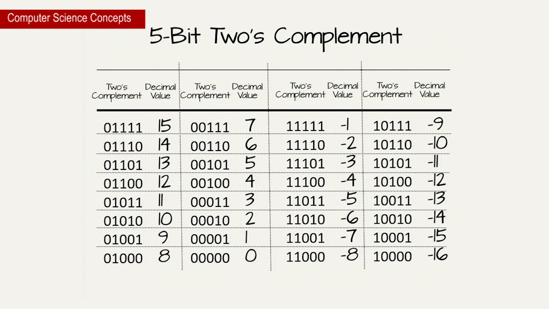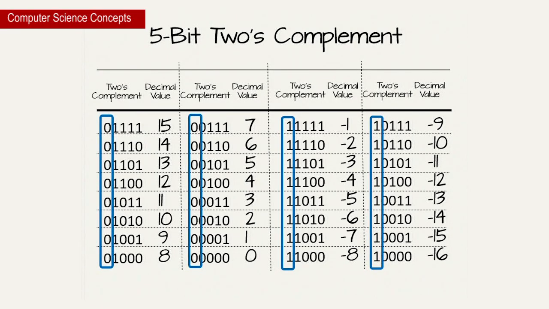Here's our possible 2's complement of length 5. Notice that the most significant bits of the negative values will always be 1, while the most significant bits will always be 0 for non-negative integers.